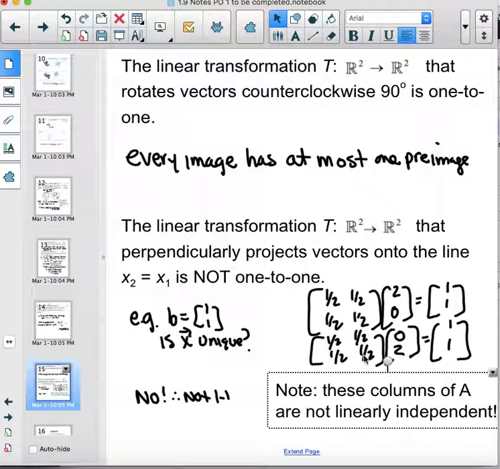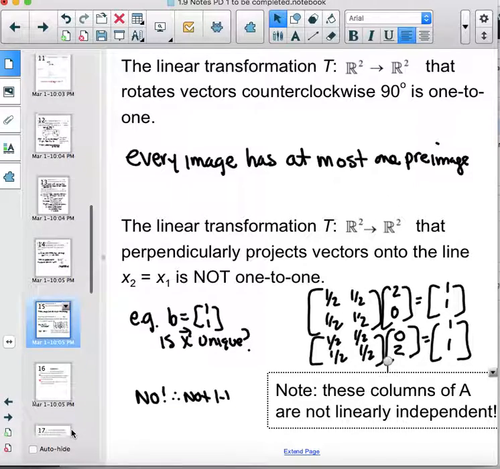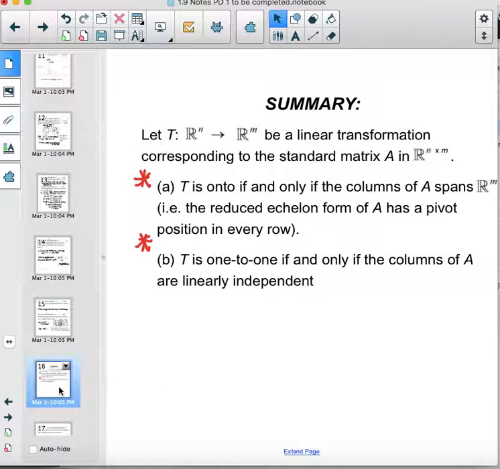So note the columns are not linearly independent. Therefore, we are not going to have a one-to-one relationship. Okay, I'm going to stop there and then we'll come back and just look at the summary and that'll be quick. Okay.